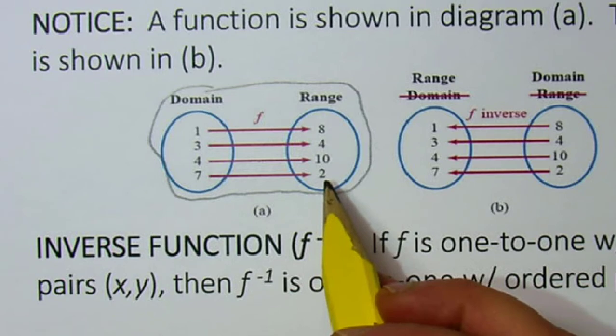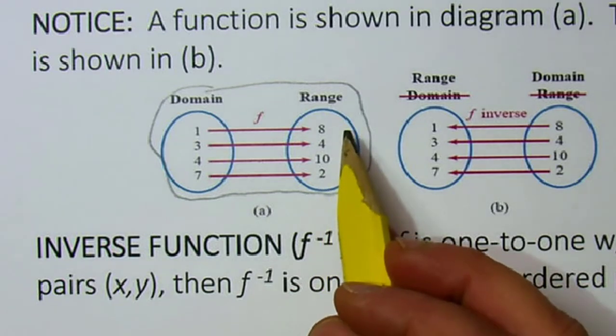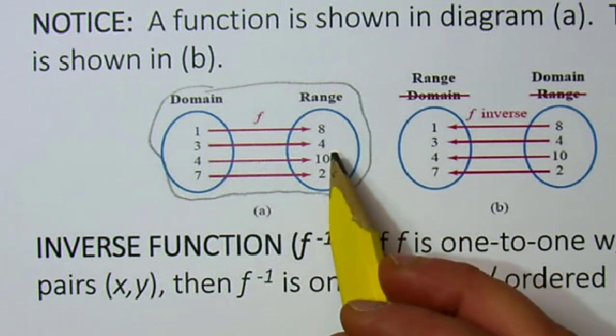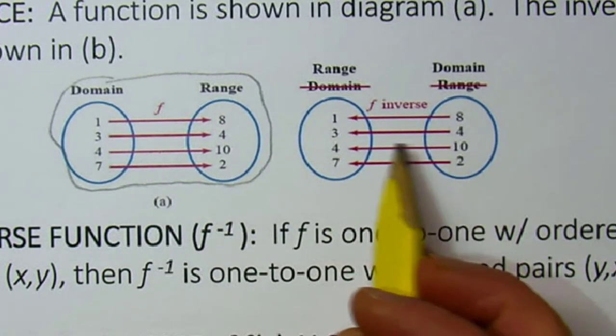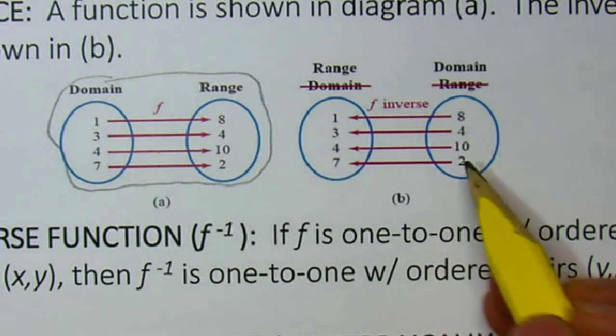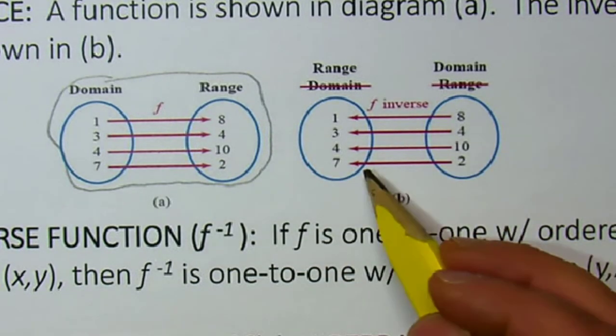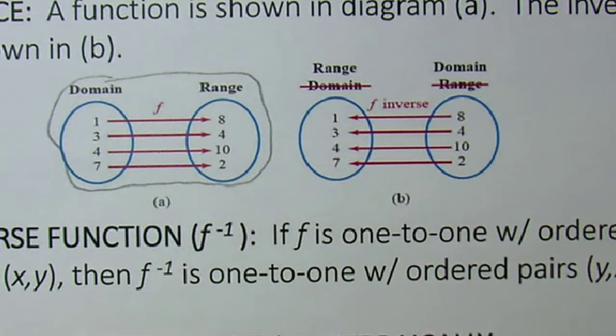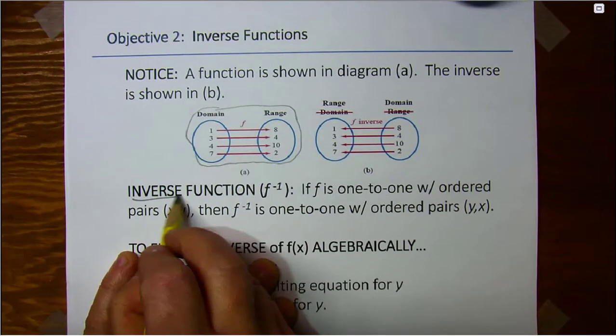That means that if we wanted to, we could reverse that function, make the range values the domain values, make these our inputs, and make the function do just the opposite. We could make that function send 8 back onto 1, 4 back onto 3, 10 back onto 4, and 2 back onto 7. That's what an inverse function does.